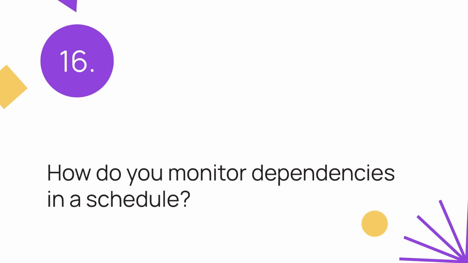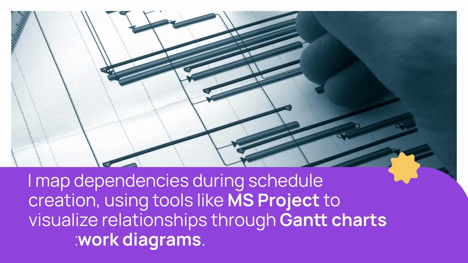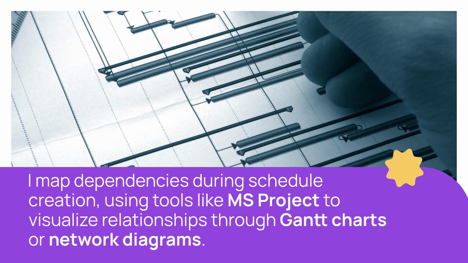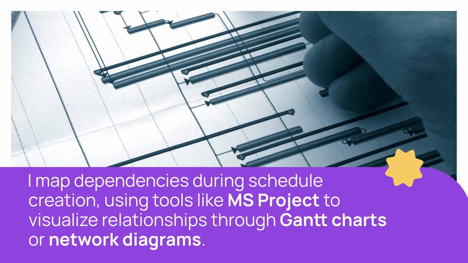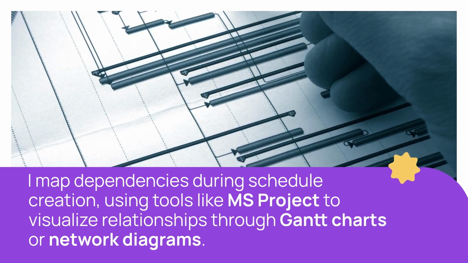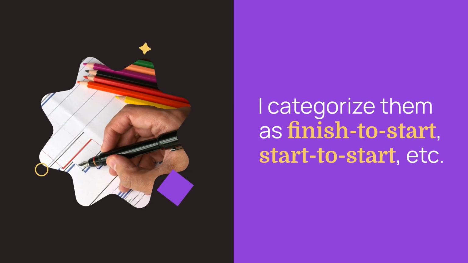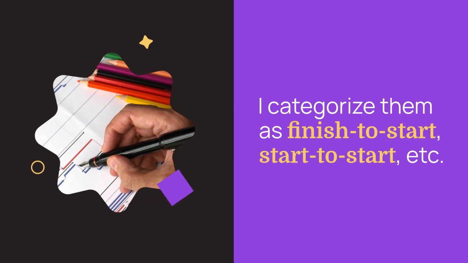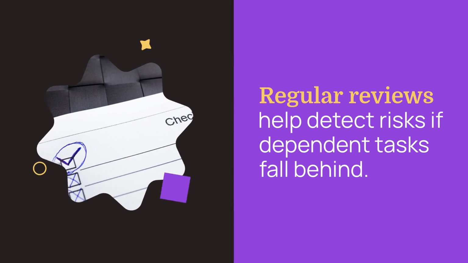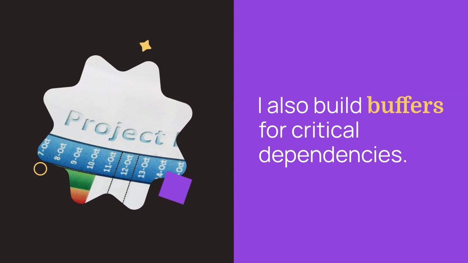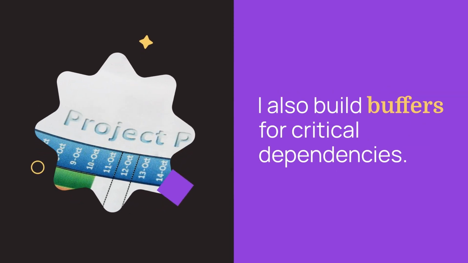16. How do you monitor dependencies in a schedule? I map dependencies during schedule creation, using tools like MS Project to visualize relationships through Gantt charts or network diagrams. I categorize them as finish to start, start to start, etc. Regular reviews help detect risks if dependent tasks fall behind. I also build buffers for critical dependencies.